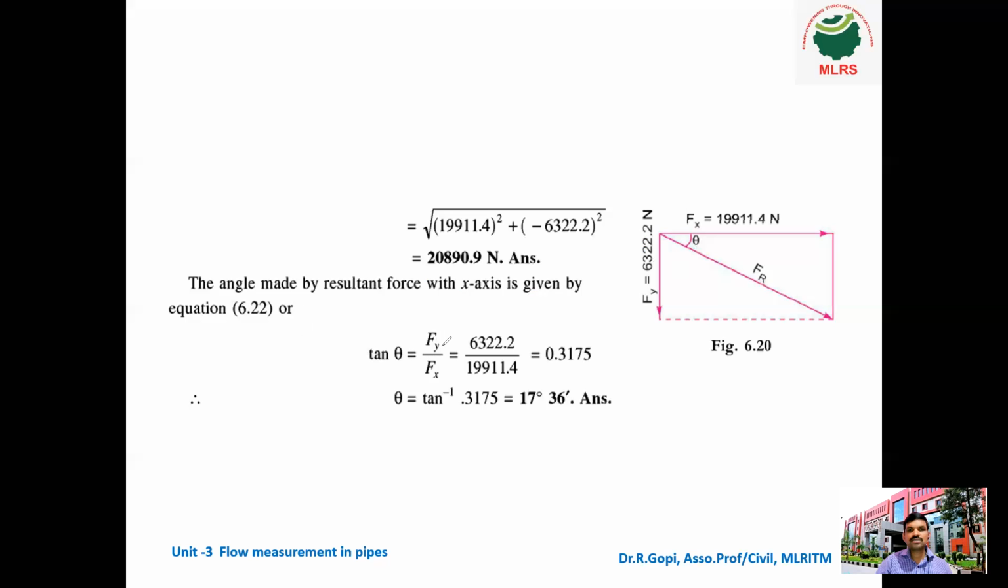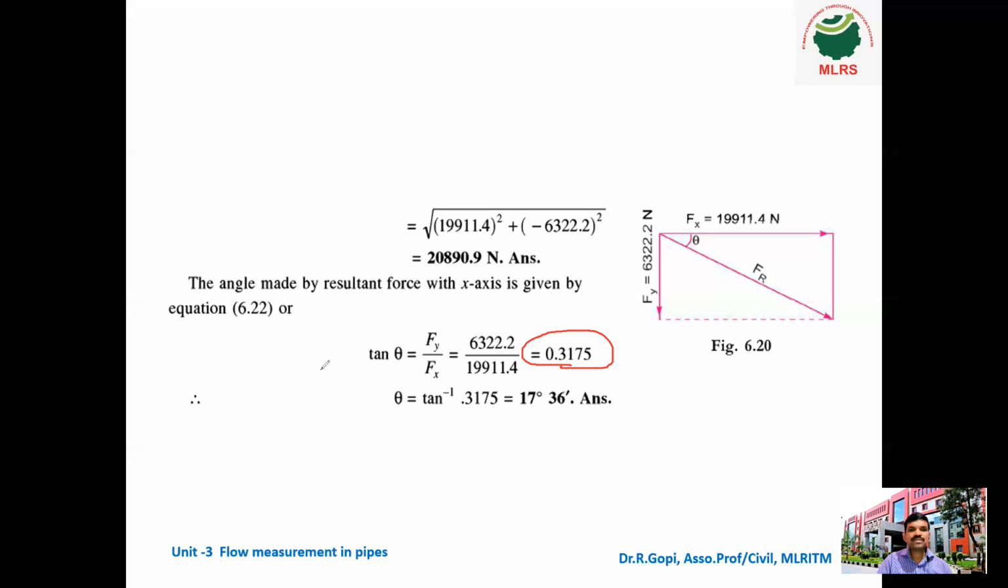So tan theta is equal to Fy divided by Fx, is equal to 6322.2. This is the Fy value. Here don't put minus. The minus sign indicates only direction. If you put minus, the answer will not come correct. Minus value not required, only write the value. So Fx value 19911.4. So finally we got tan theta is equal to 0.3175. This answer will always come less than 1 only.